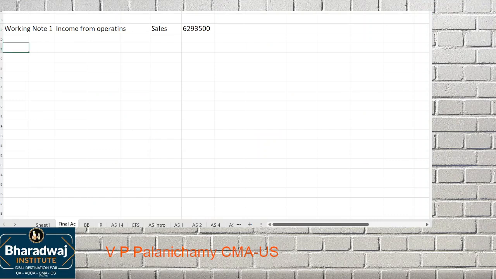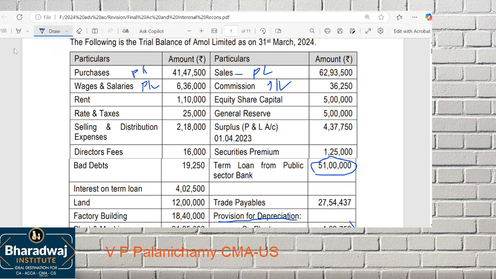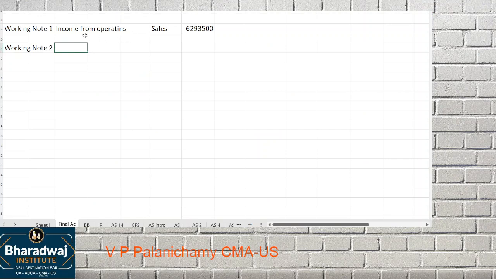Then working note 2. Commission. We are not given whether it is commission on trading business or something like that. We can include it in operating income or which one? Other income. Anything is okay, but you have to write your assumption. It can be included in operating income itself if you want. What is the commission amount? 36,250. Please do it along with me. That is your total of income from operations.